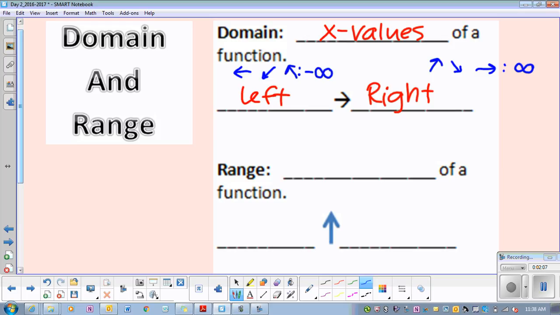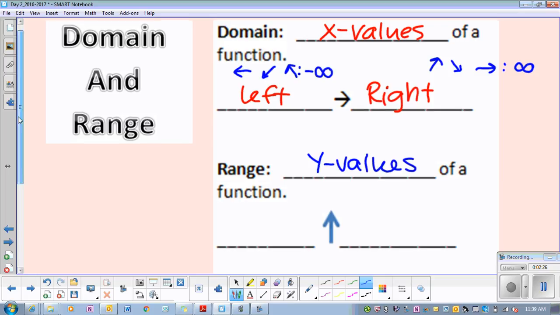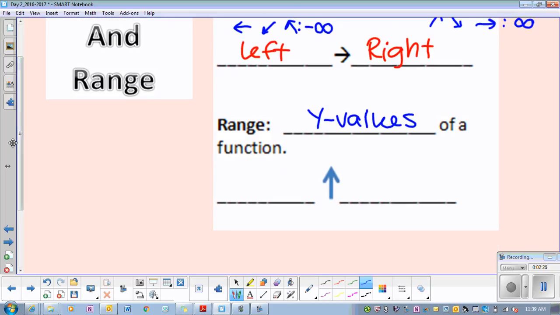All right, so then what is the range? Which values tell me the range? Y values. Good. It's the output, right? The range is talking about the y values of a function. And we always read the range from the bottom to the top. Okay?